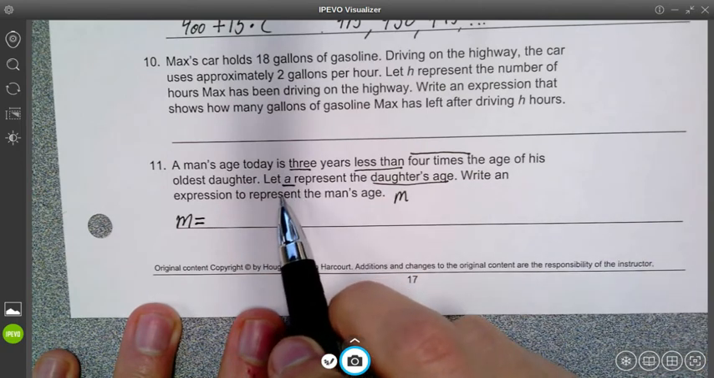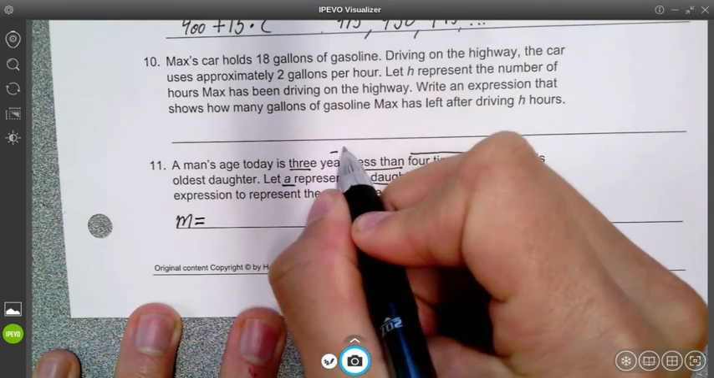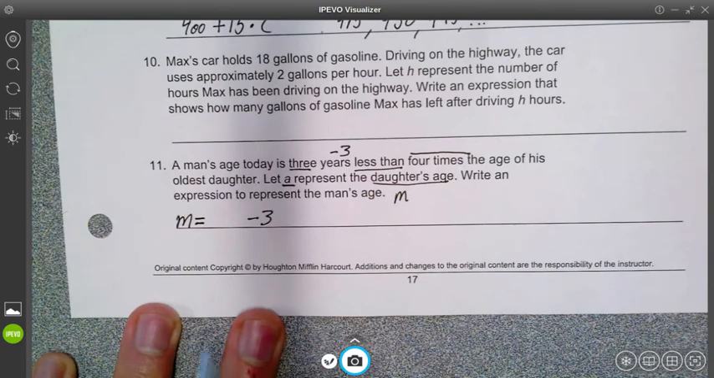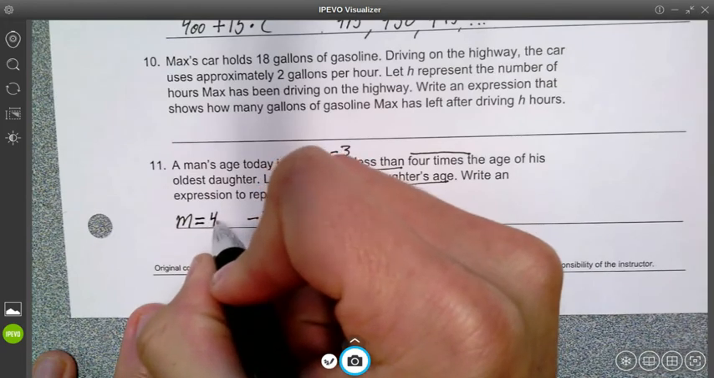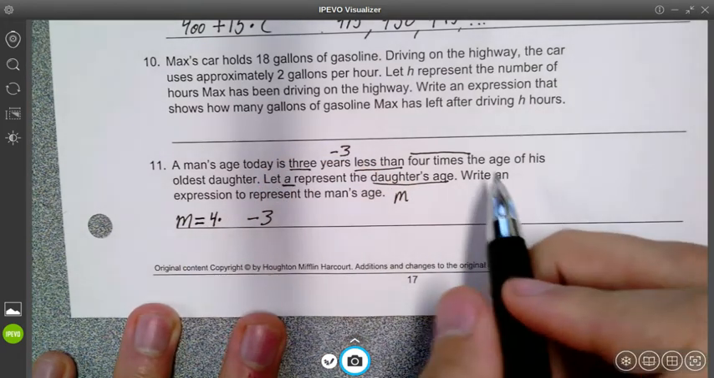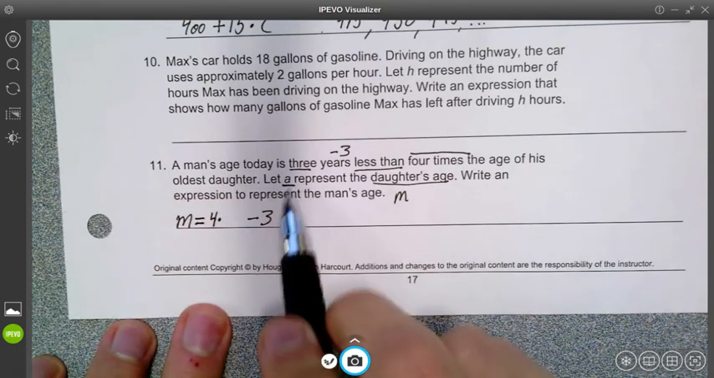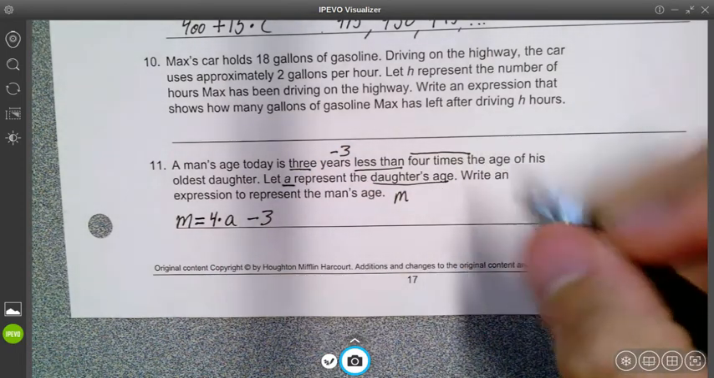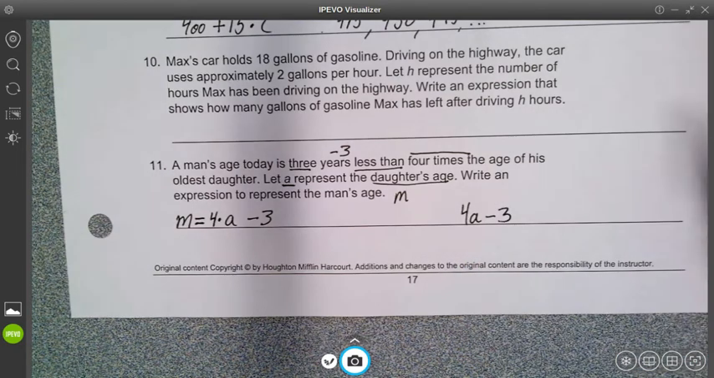So let's see if we can write that out in symbols now. 3 less than. Well, 3 less than to me means minus 3. I want 3 less than. So I'm going to subtract 3 from something. And what am I subtracting it from? Well, it's less than 4 times. 4 times, that's pretty clear. The age of his oldest daughter. And what was the age of his oldest daughter? Well, the age of his oldest daughter was represented by A. So in this case, we actually wrote an equation, but the expression that the question was asking for was 4A minus 3. Take a look at number 10 and give it your best shot. Good luck.